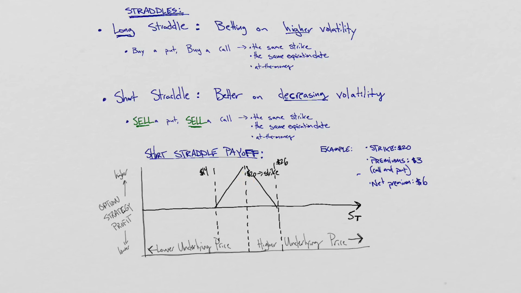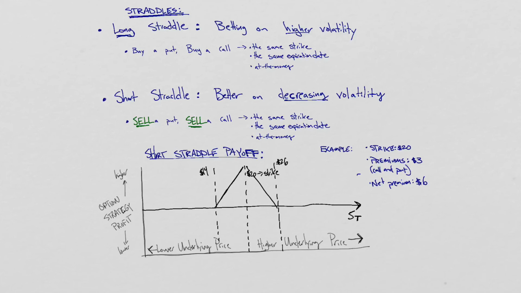But as long as the stock price stays within this range here, this $26 through $14, as long as by the time expiration happens it's within this range, then the net effect is that the premium that you collect, the $6, will be more than enough to cover the cost of those two options together.